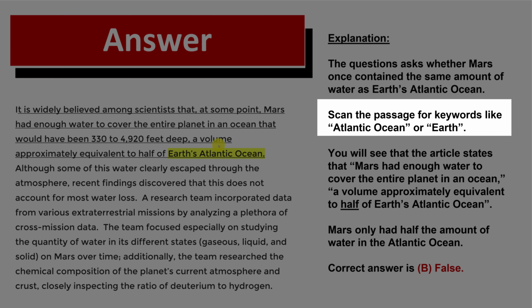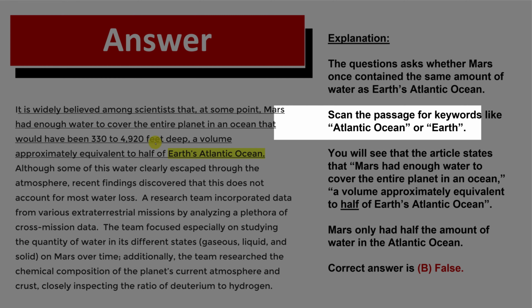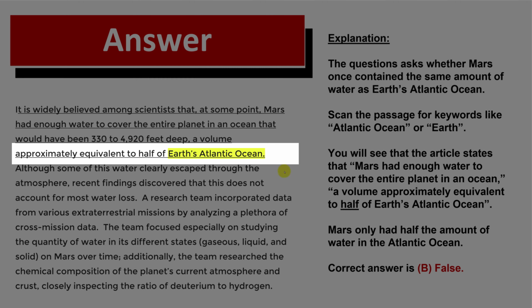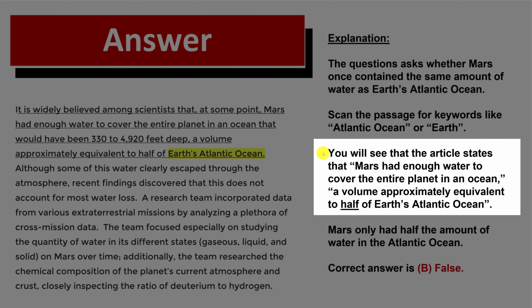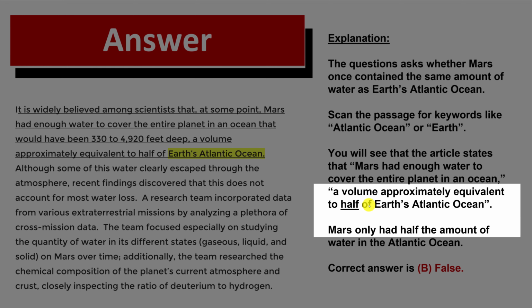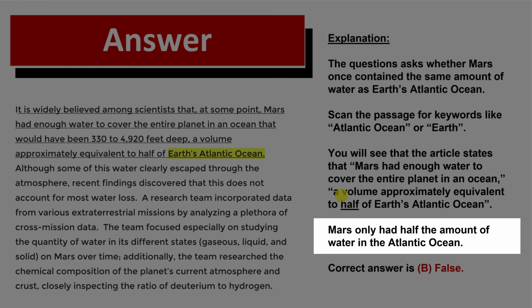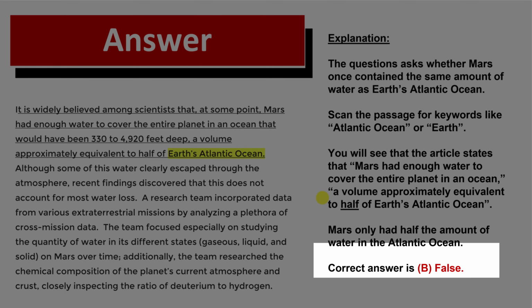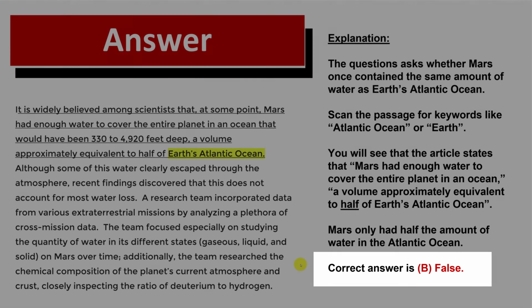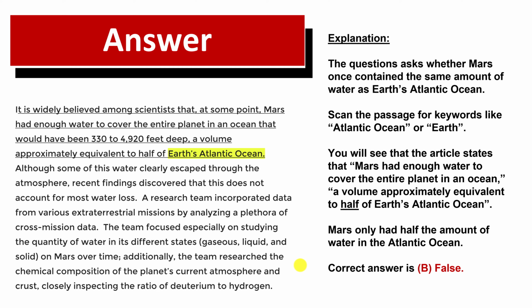So you need to scan the passage for keywords like Atlantic Ocean or Earth. And you can find this statement right here on line 4. Based on your scanning, you will see that the article states that Mars had enough water to cover the entire planet in an ocean, a volume approximately equivalent to half of Earth's Atlantic Ocean. Mars only had half of the amount of water in the Atlantic Ocean. So the correct answer here is choice B, false. Hopefully you've nailed this question and now know how to quickly answer similar questions in the test.